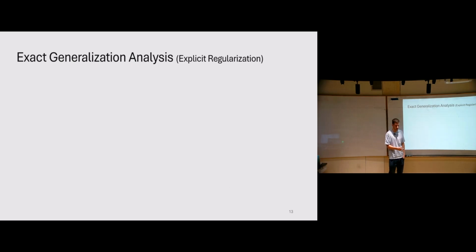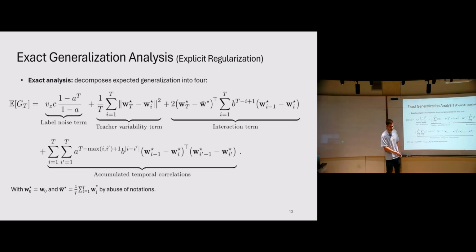So the first theorem provides the exact generalization analysis. It looks like this. Not that pretty, and the dependence of A, B, and C on the problem parameters is obscured here. I didn't show you because the dependence is very non-trivial, but I wanted to show you the complexity of the problem and how it very much depends on the teacher setup.